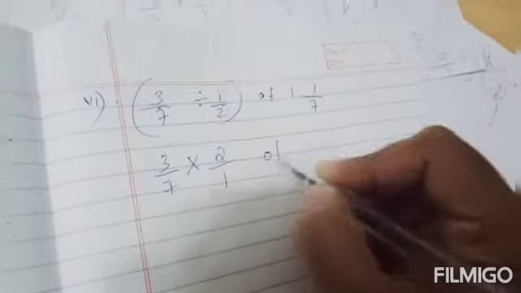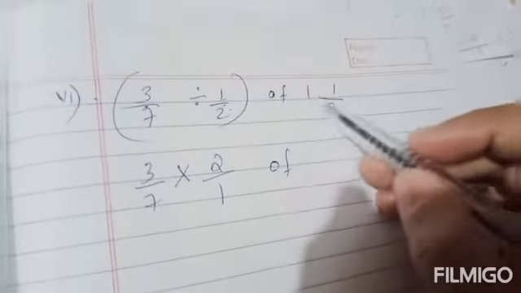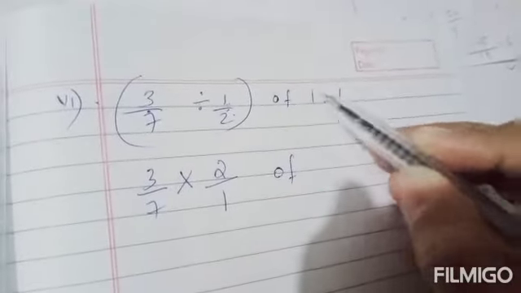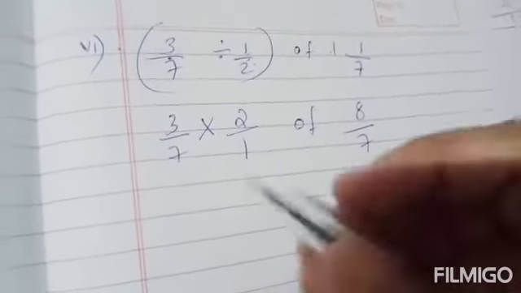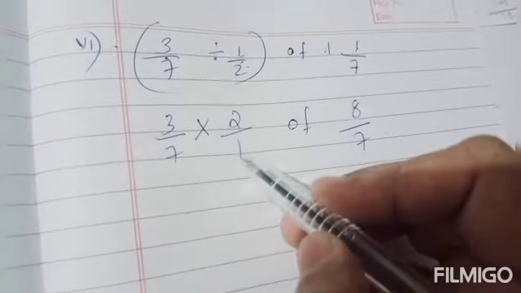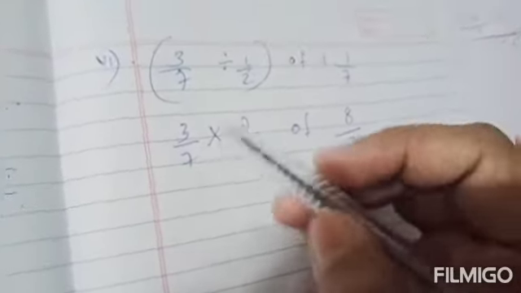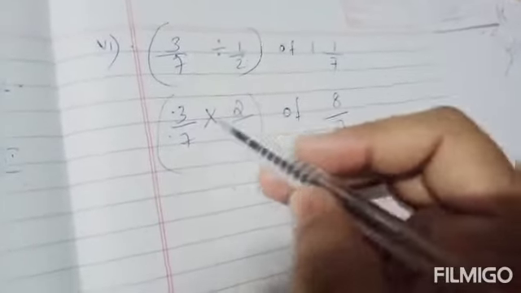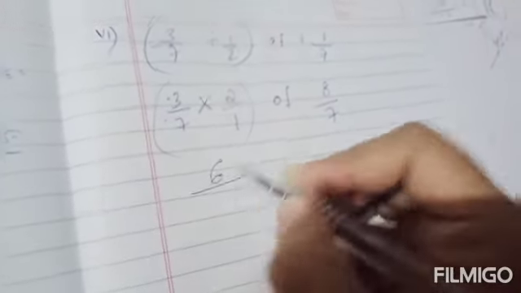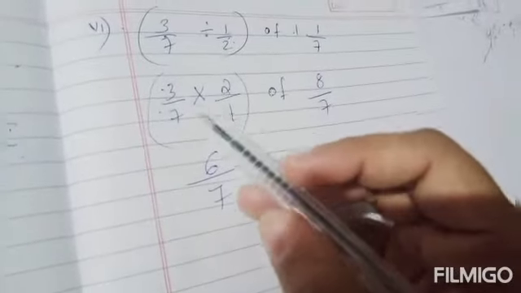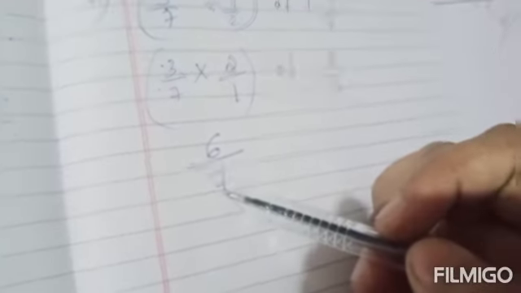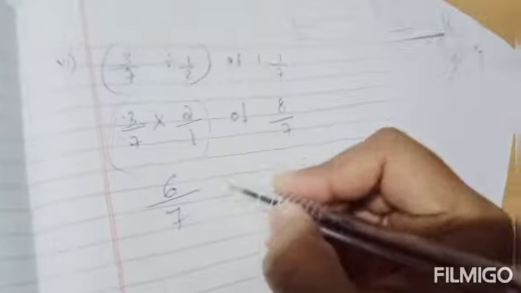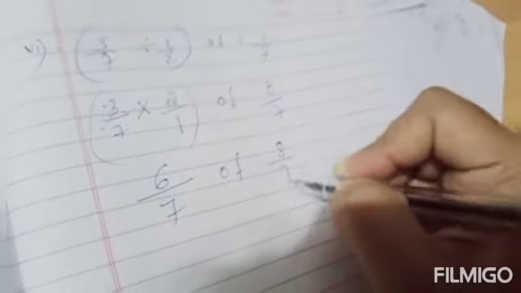Okay, now 3 by 7 into 2 by 1 of 1 by 7. You can convert this to improper fraction: 7 into 1, 7, 7 plus 1, 8 by 7. So 3 by 7 into 2 by 1 you can do. This is inside the bracket, so first do this. Multiplication of two fractions: product of numerators by product of denominators. 3 into 2, it is 6, by 7 into 1, 7. You will get 6 by 7 of 8 by 7.